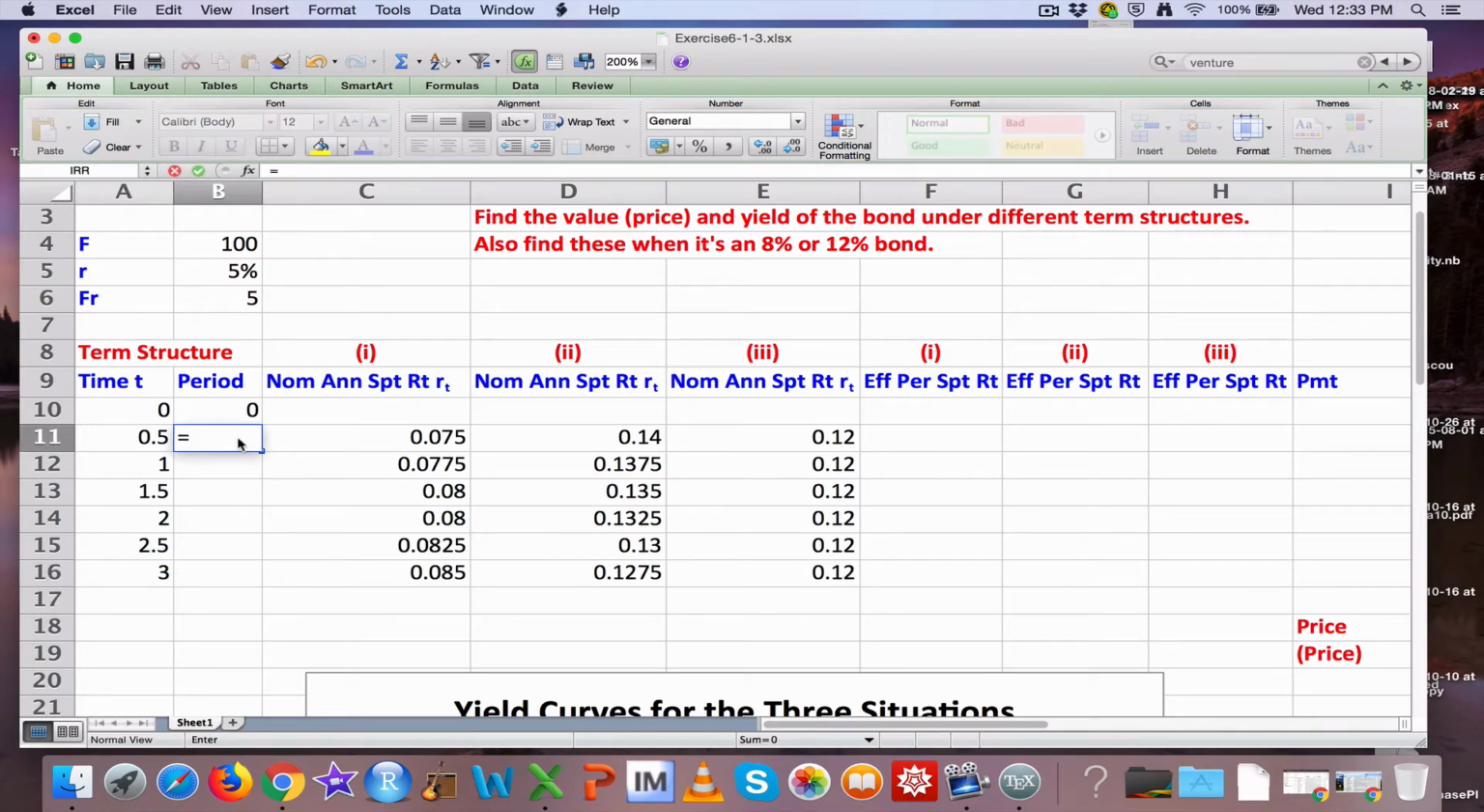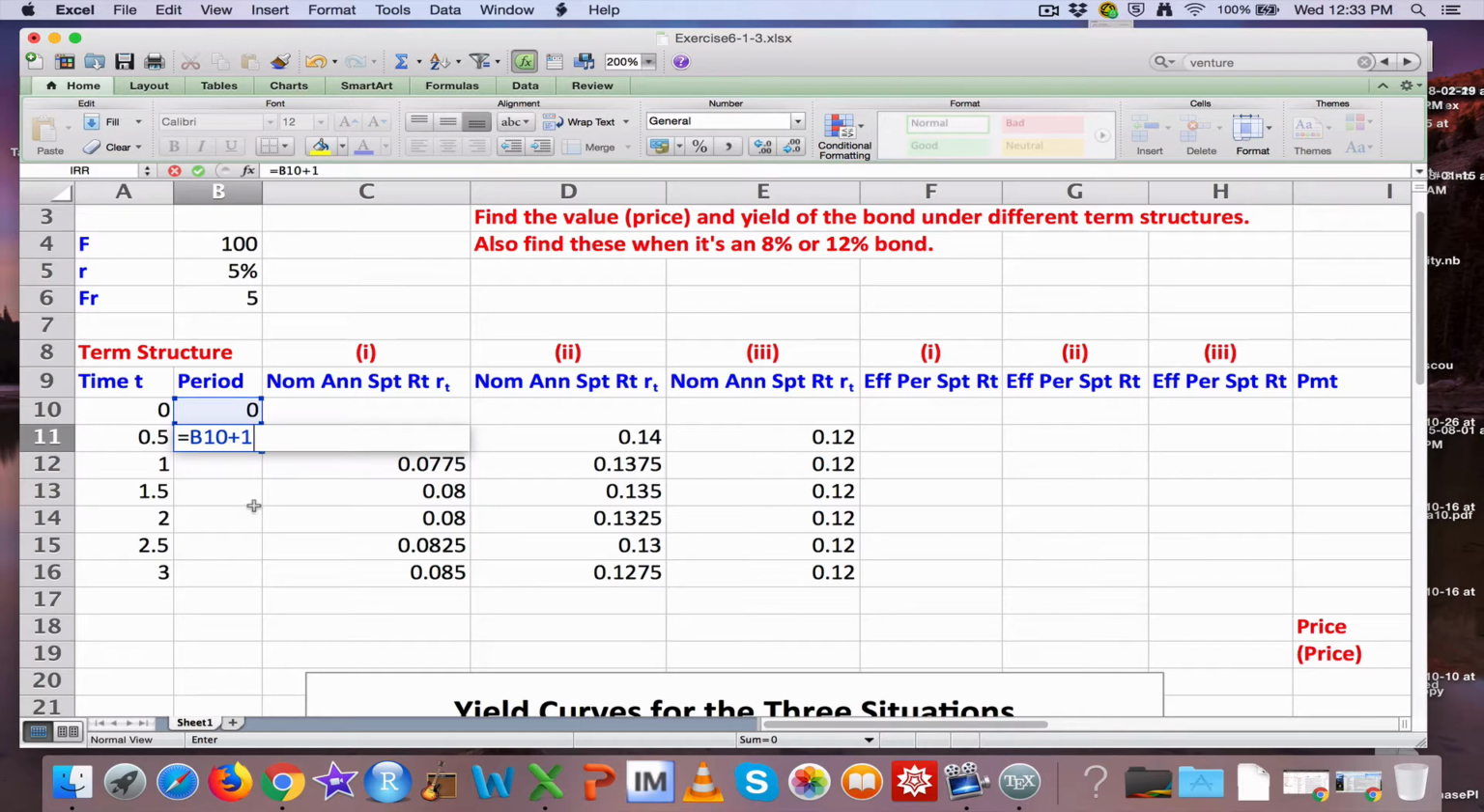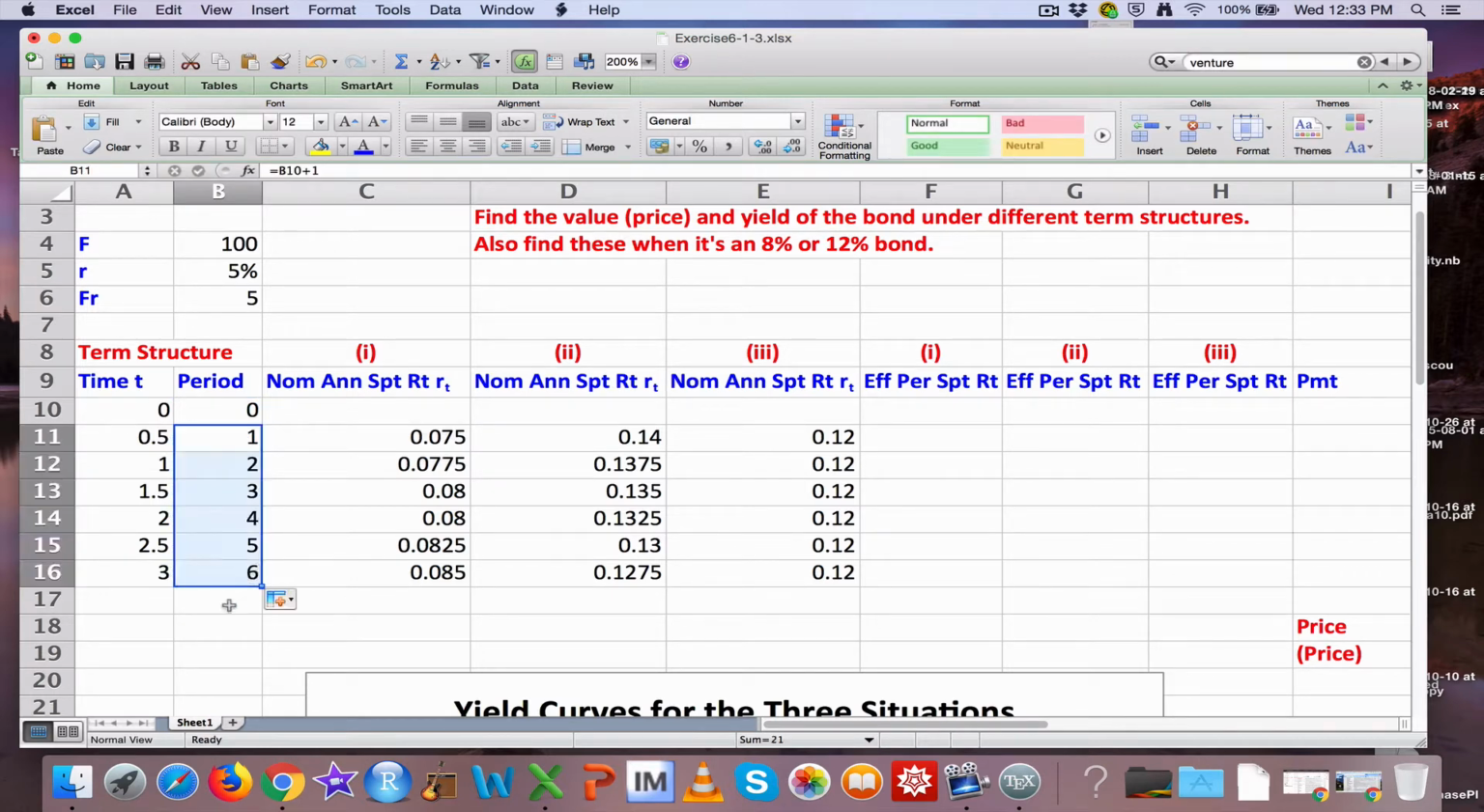I could do a similar kind of thing in this cell. I could take equals B10 plus 1, this is the number of half years, and I could copy and paste this formula down. The B would stay fixed, the 10 would get updated to an 11, then a 12, then a 13. It just adds 1 to the previous number. That's one way I could do it.